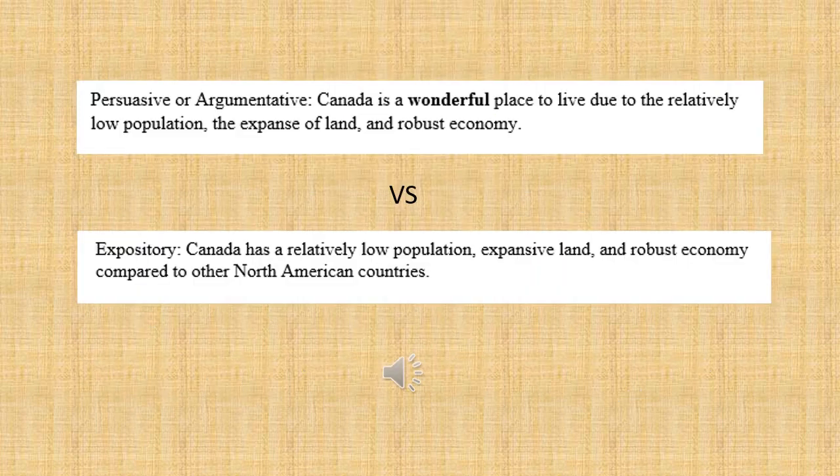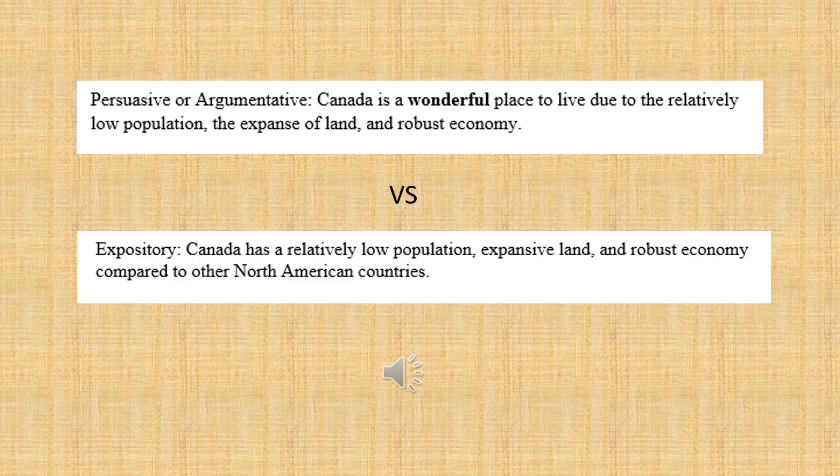Okay, the first entry we see on this slide is persuasive or argumentative. Canada is a wonderful place to live due to the relatively low population, the expansive land, and robust economy. Versus the second one, which is highly expository. It strictly wants to inform the reader that Canada has a relatively low population, expansive land, and robust economy compared to other North American countries. So I'm informing by comparing and contrasting. I'm going to compare Canada to other North American countries, which would be Mexico or the United States, correct?